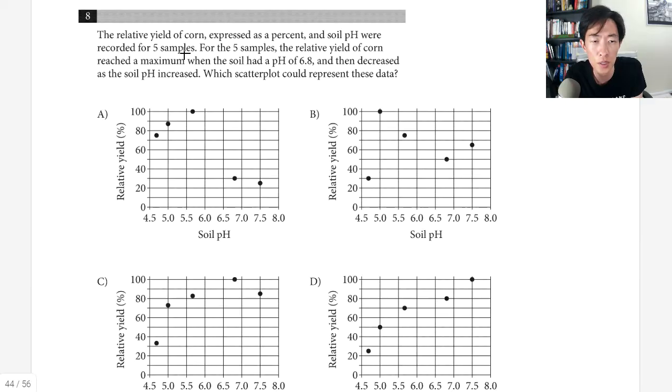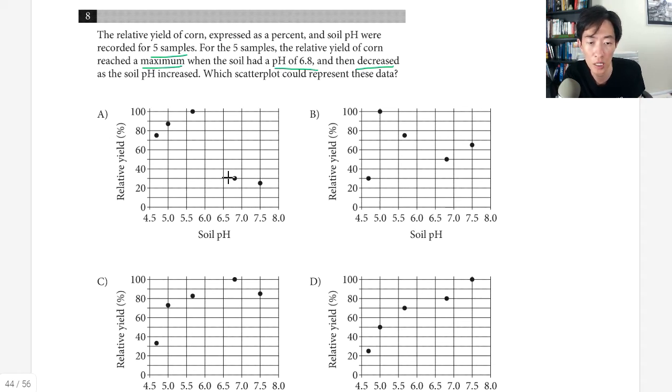Question 8, the relative yield of corn expressed as a percent and soil pH were recorded for 5 samples. For the 5 samples, the relative yield of corn reached a maximum when the soil had a pH of 6.8 and then decreased as the soil pH increased. Which scatter plot could represent these data? So obviously on all the graphs, we have the yield versus the pH, and the 5 samples are represented by each of the 5 dots. Quickest way to do that is to look for the graph where the maximum is at 6.8.